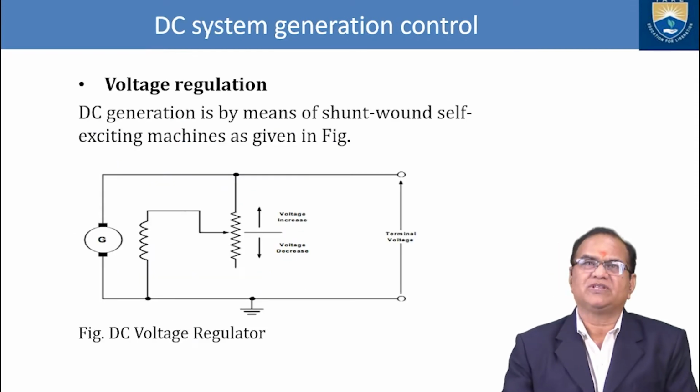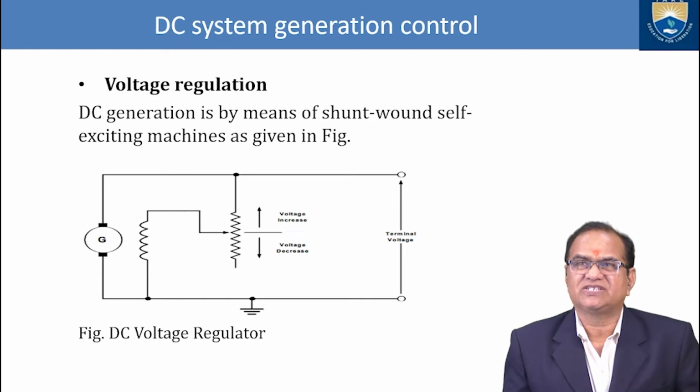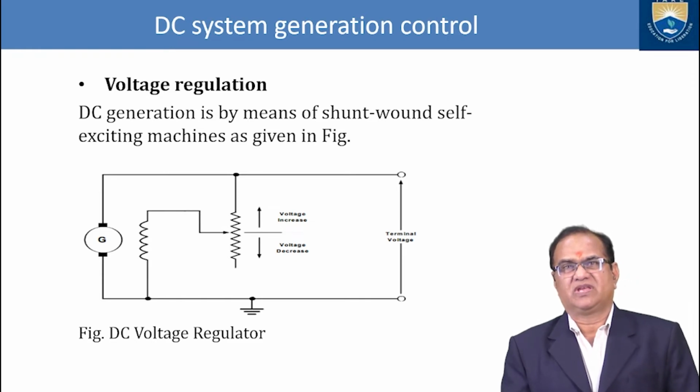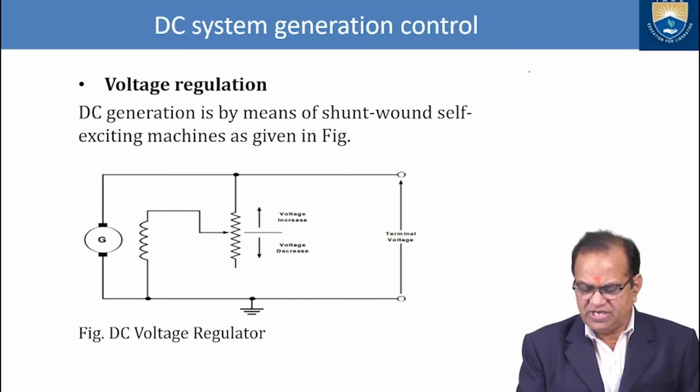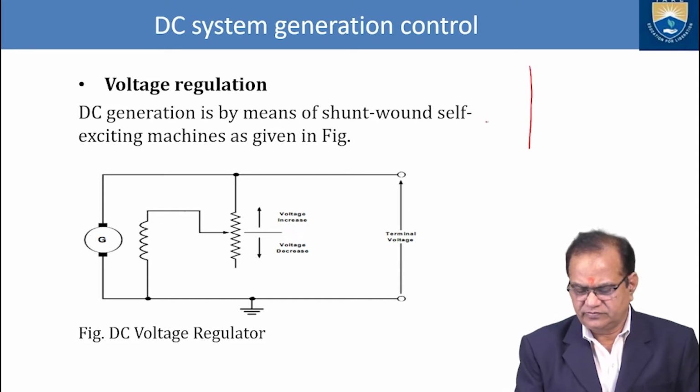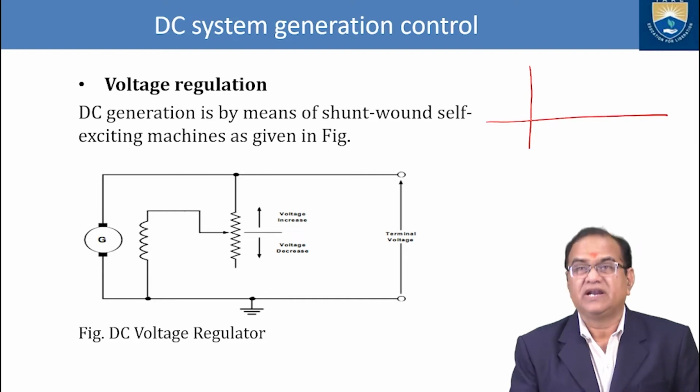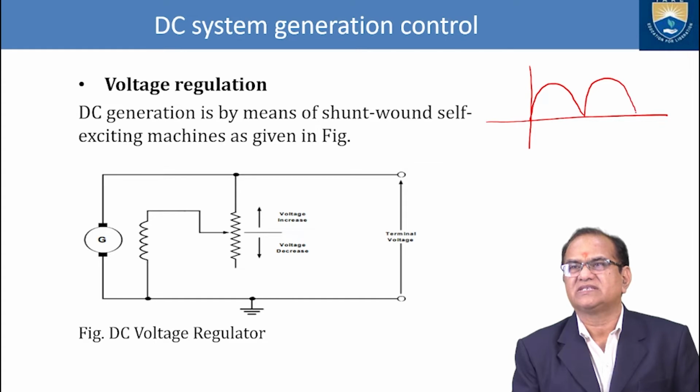Now I will talk about DC generation and control. How are these DC voltages generated and how do these things work? So if you see, the DC voltage will go like this, like this. It is one straight line.